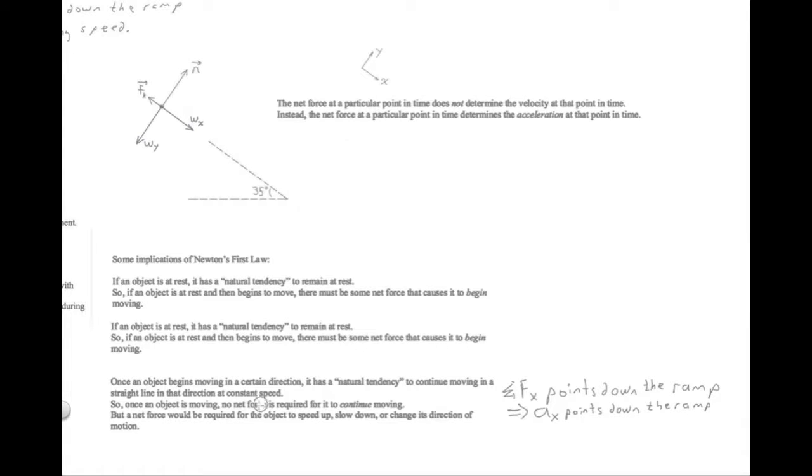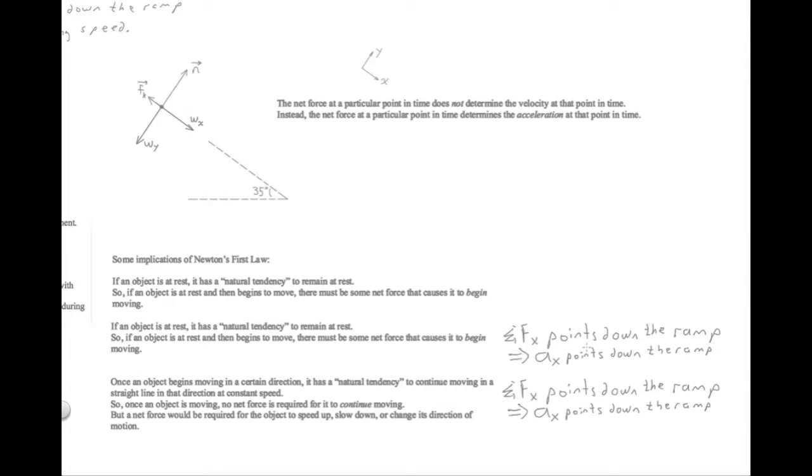We require a net force to explain why an object begins moving. Remember, no net force is required to explain why an object continues moving. This is a subtle point. We only need a net force to explain why an object begins moving. Well, the object began moving in the x component. So that shows us that at the beginning of the problem, there must already have been a net force in the x component pointing down the ramp.